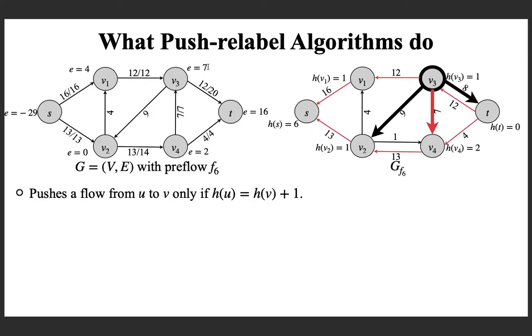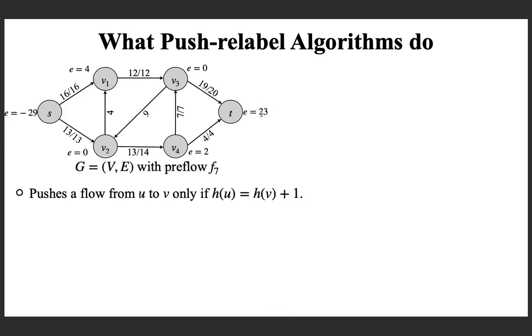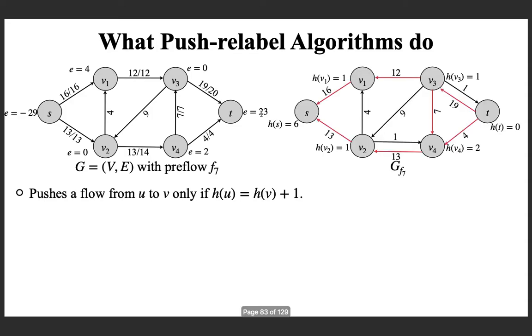What is the excess amount? 7. The capacity is 8, so the full excess flow here can be discharged along this edge. So, what will you get? You will get 19 here, and excess flow here becomes 0, and here it becomes 23. Now, this is F7.